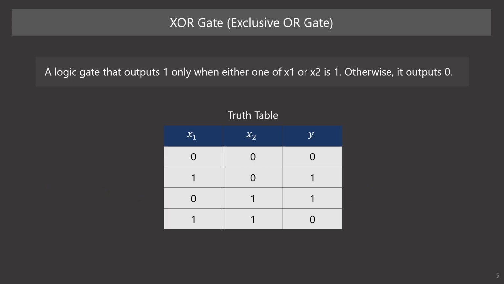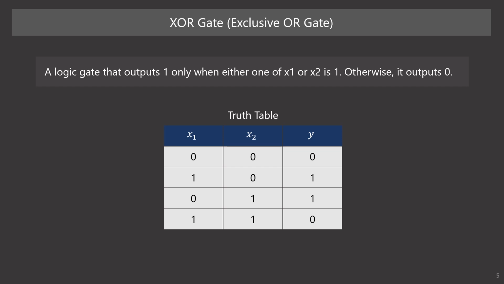Let me introduce another type of logic gate, XOR gate. XOR gate represents exclusive OR gate. It outputs 1 only when either one of x1 or x2 is 1. When both inputs are 0 or both inputs are 1, XOR gate outputs 0.